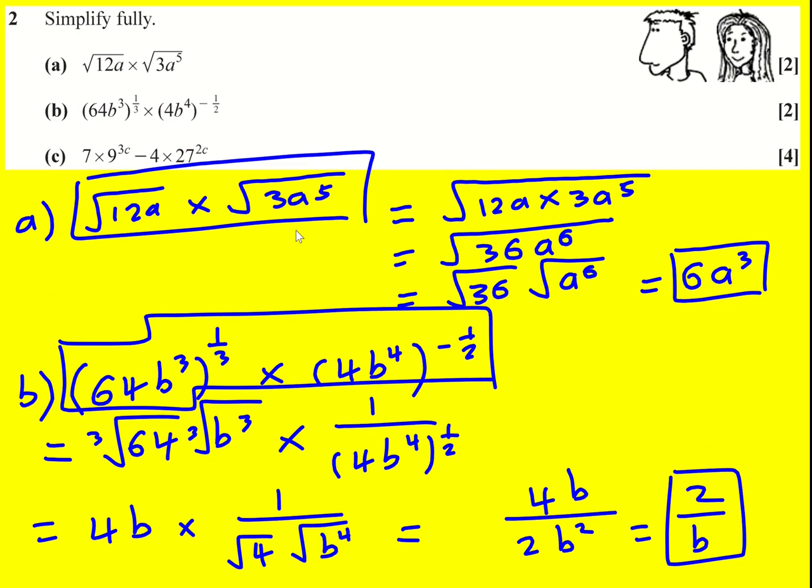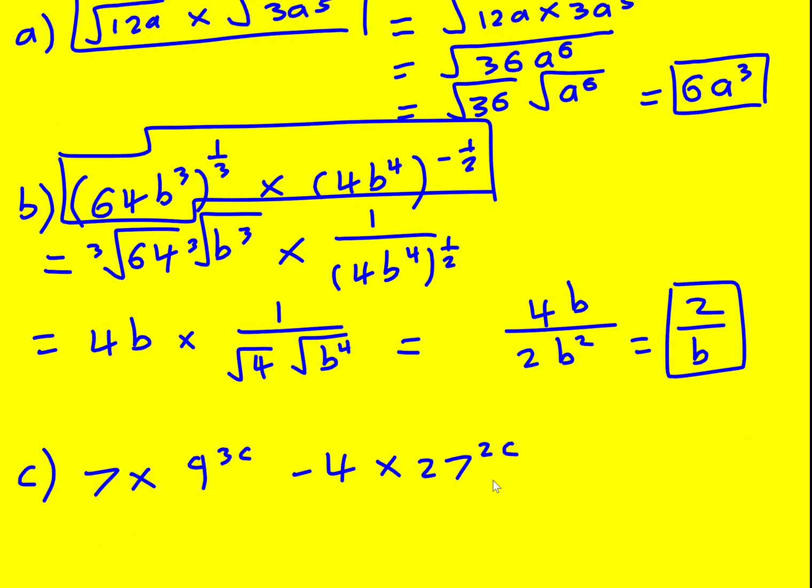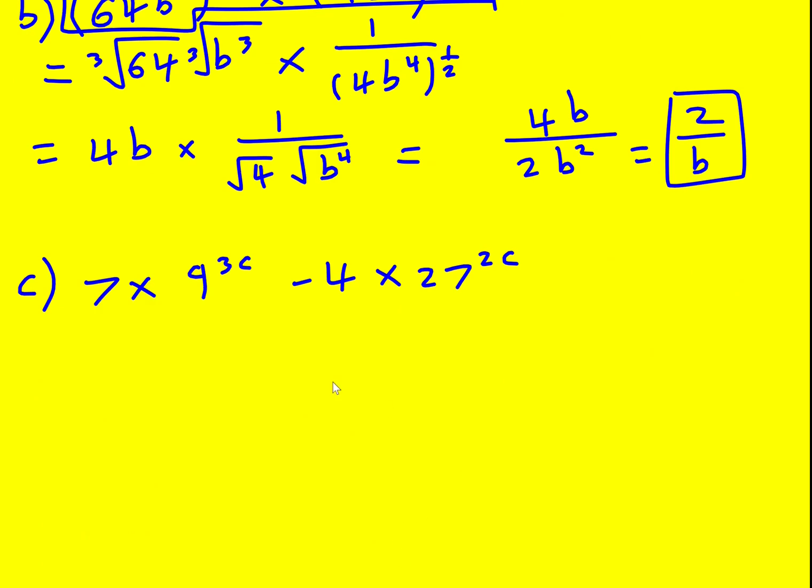Right, finally, C. Now somehow we have to simplify this. And the only way we're going to be able to do it is to make the bases the same. They share a common factor of 3. The 7 and the 4 are no use at the moment really. It's all about the 9 and the 27.